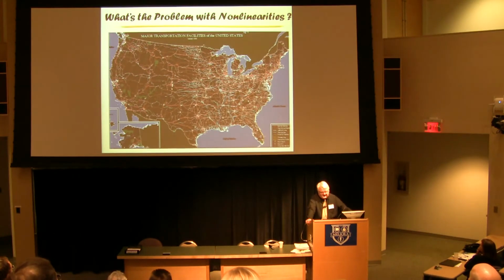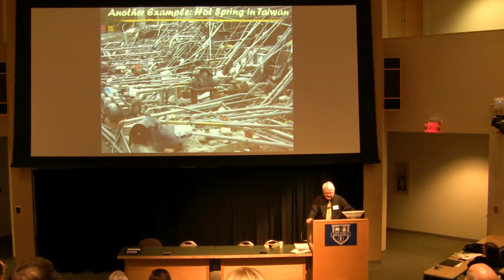So what's the problem with nonlinearities? Here is the highway net of the United States, and the Department of Transportation is not necessarily known for their PhDs. And if something happens, they will be very happy to give you a detour and say, this is how you get around some blockage in this road. Here's another example from Taiwan. I like that. So there's a hot spring, and everybody tries to get some hot water out of this little hot spring there. So it looks very complicated, but in reality, it's actually pretty simple. So you could go to the house and see which pipe goes where, and then you find what's wrong.